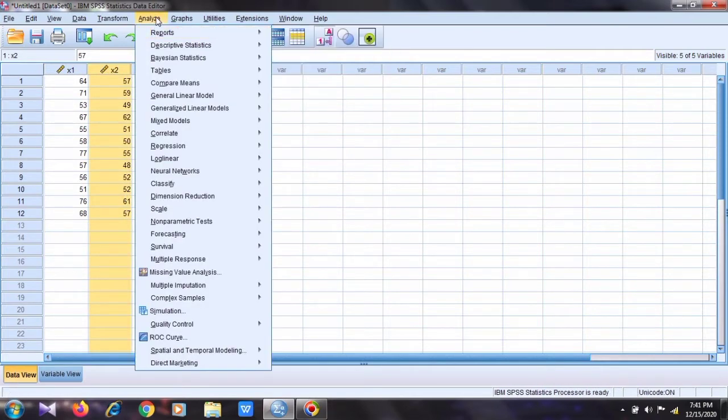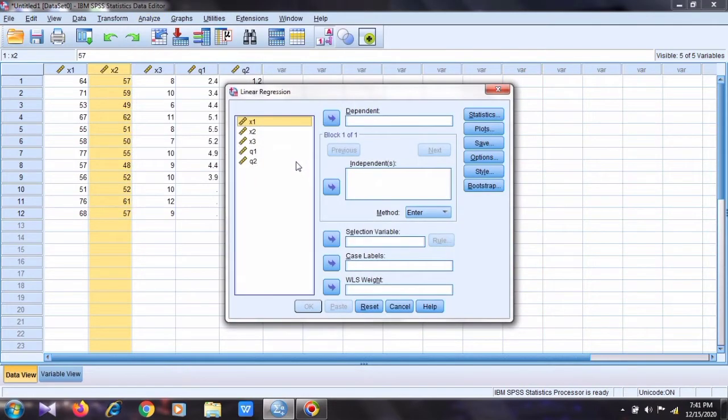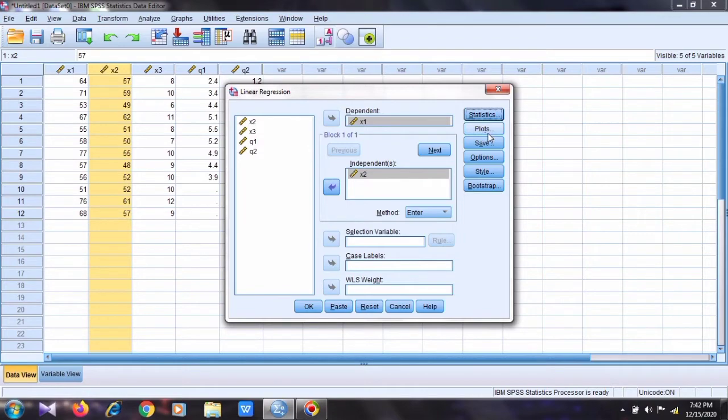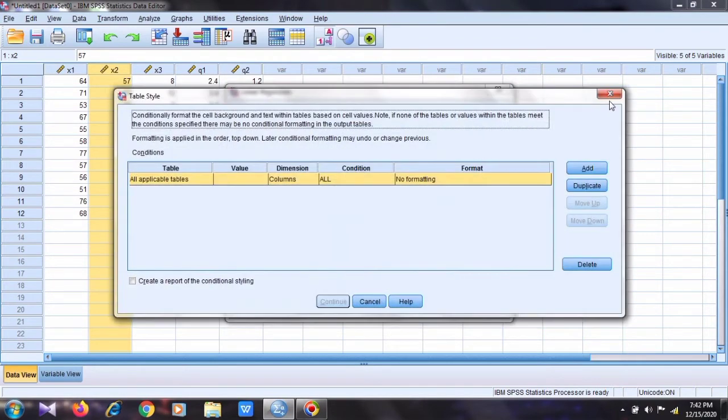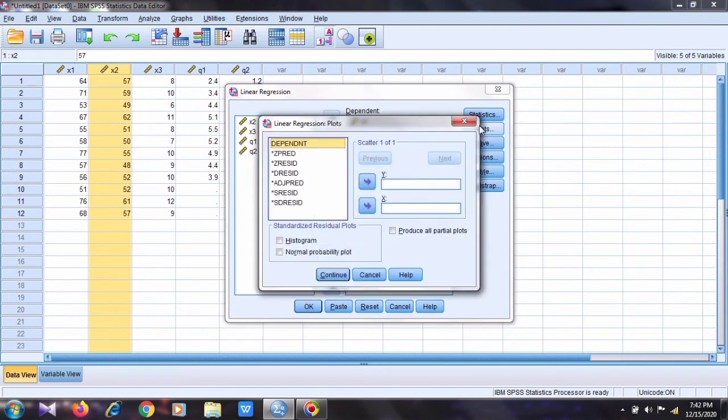You can go by Analyze, and here you have Regression. There is Linear regression. In linear regression you have to give your dependent variable. So here x1 will be your dependent variable and your independent variable is x2. And in Statistics you can give confidence interval 95% and descriptives if you need. You can click on OK. Usually we will give options. In options everything is okay, so there's nothing to change in that.